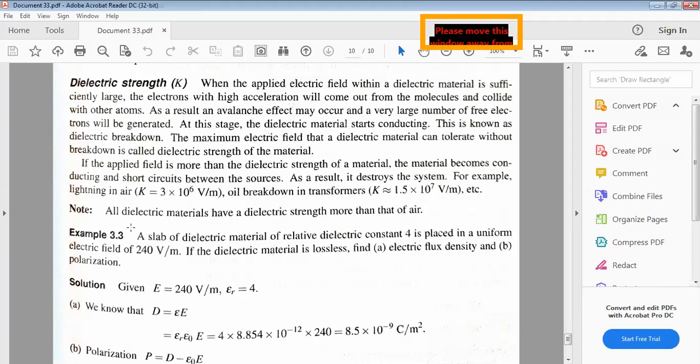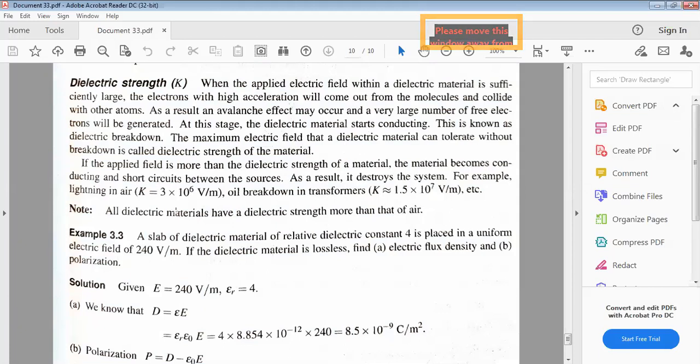In that case, instead of 230 volts, when we suddenly apply a spike of 3 × 10⁶ volt per meter electric field, that much electric field is additionally applied. Are our electronic appliances built for such a huge potential? No. That's why they may get damaged. Oil breakdown in transformers is 1.5 × 10⁷ volt per meter, and the transformers break down.